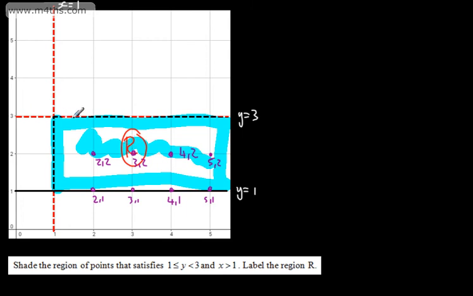We can't have anything that sits on these broken lines because it isn't included. So for example, this point right here has the coordinates 2, 3. Well, the x-coordinate clearly is bigger than 1, that's 2, but the y-coordinate has to be less than 3. It can't be equal to 3. Therefore, this point itself doesn't satisfy the region.